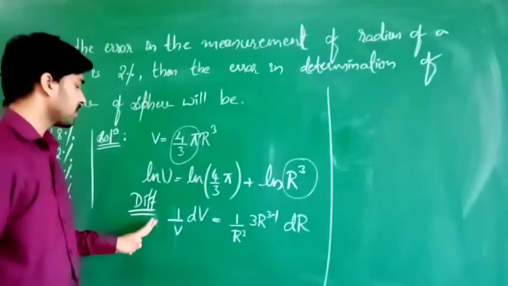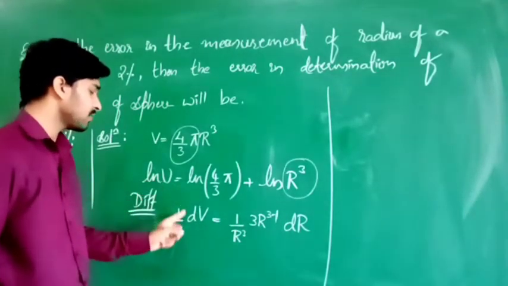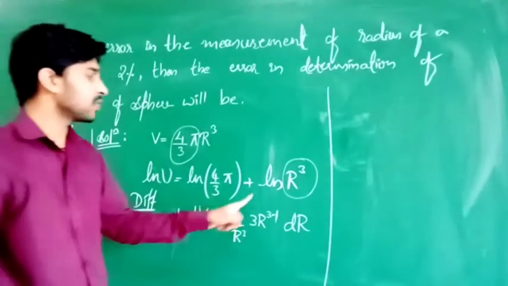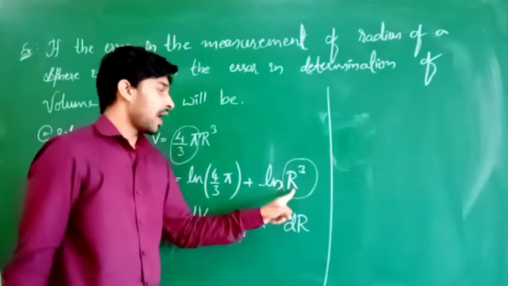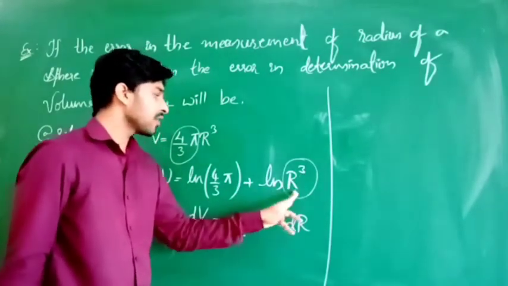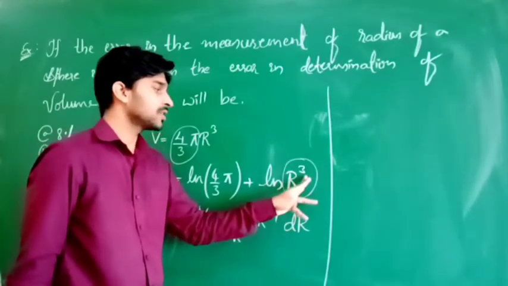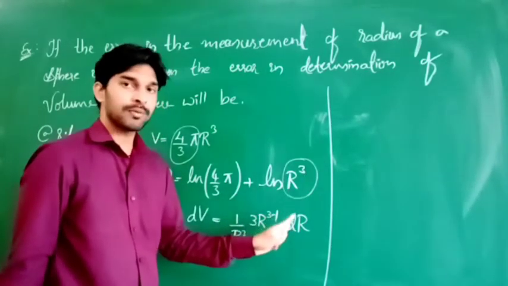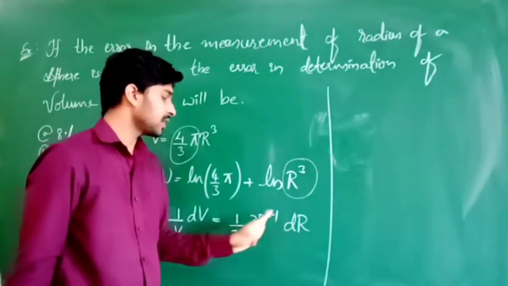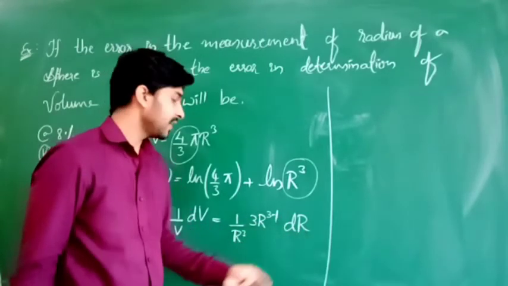So first of all, differentiating log x gives 1 by x dx. Like that, log V gives 1 by V dV. This value will turn out to be 0. Next, log of r cube gives 1 by r cube. The differentiation of r cube is 3r to the power of 3 minus 1. Sorry, x power n gives n x to the power of n minus 1. With respect to r we are doing it, that's why dr.